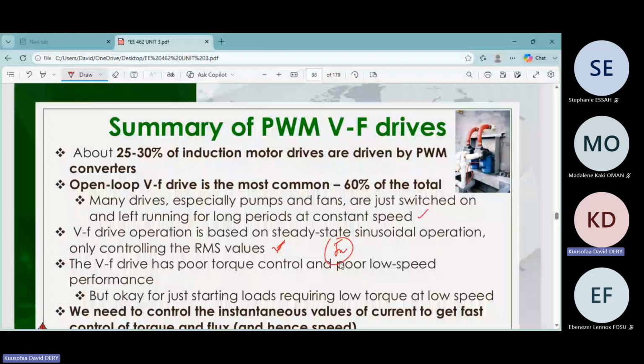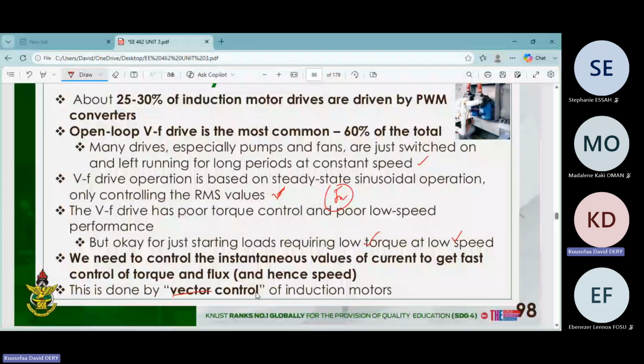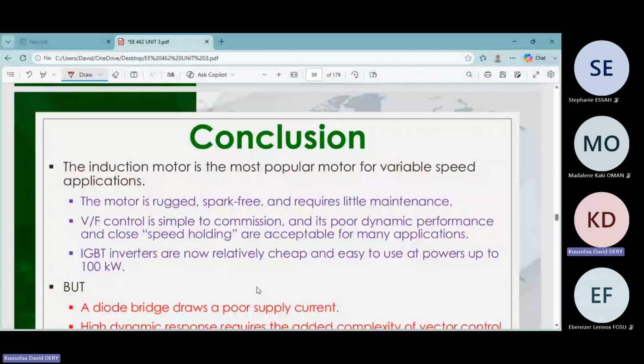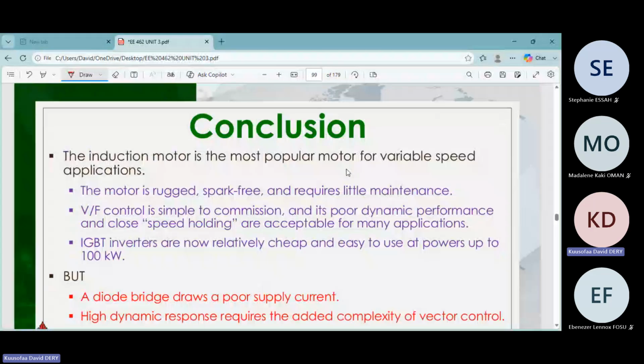In conclusion, the induction motor is the most popular motor for variable frequency applications, for these reasons: the motor is rugged, spark free, and requires less maintenance. Variable frequency control is simple to commission, and its poor dynamic performance and close speed loading are acceptable for many applications.